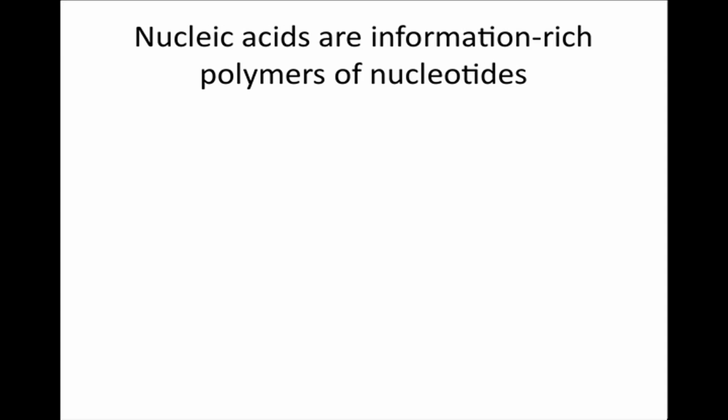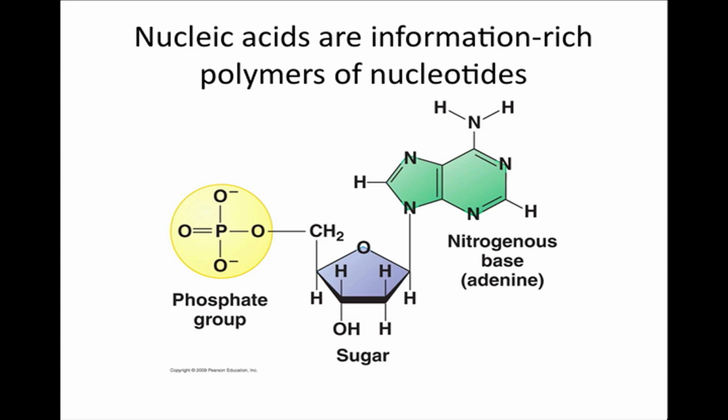Nucleic acids are information-rich polymers of nucleotides. This is an example of a nucleotide. Notice the phosphate group and sugar group on the left-hand side. These 2 structures never change and are found on all nucleotides making up DNA. But the nitrogenous base can be of 4 different types: adenine, thymine, cytosine, and guanine. The nitrogenous base is what determines the name and property of the nucleotide.